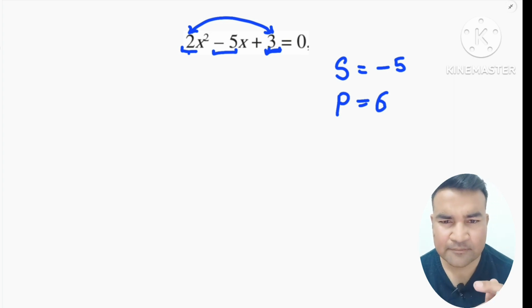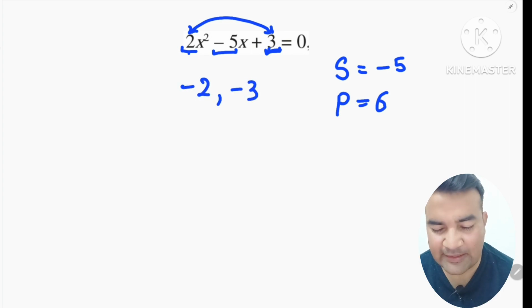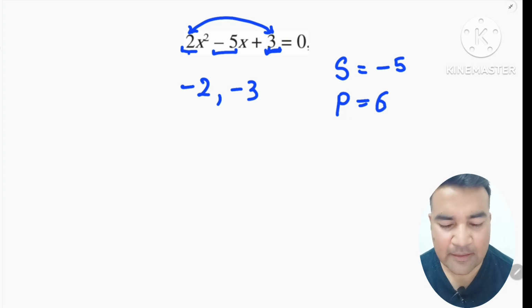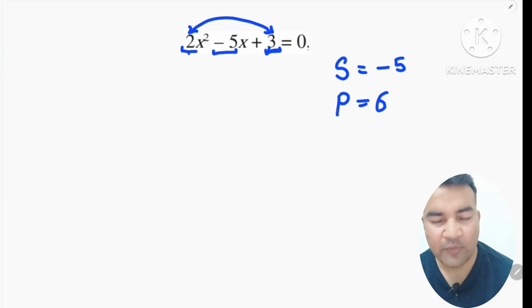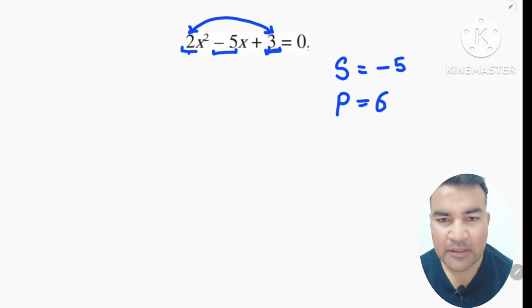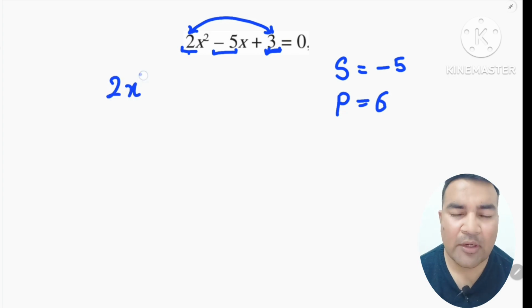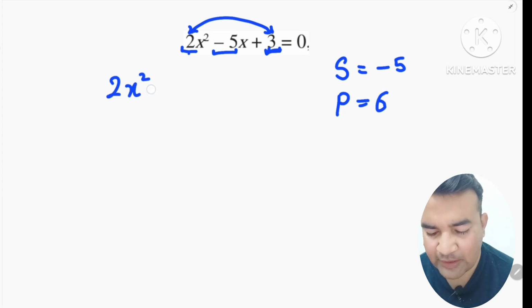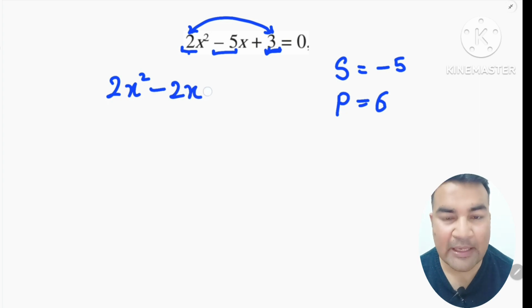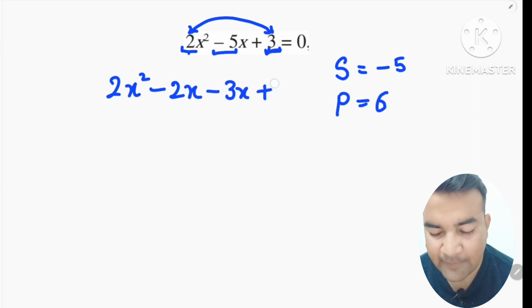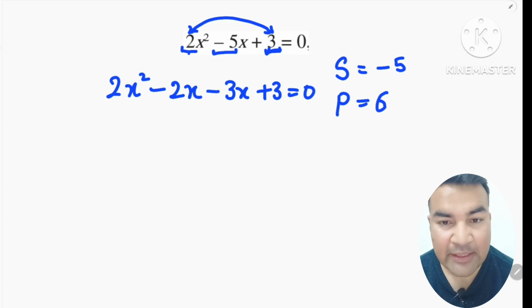Okay, so yes, we have the numbers -2 and -3. Whenever I add these numbers, I get -5. When we multiply these numbers, we get 6. This is also called the splitting method, because we are splitting the middle term. So minus 5x can be written as minus 2x minus 3x plus 3 is equal to 0.